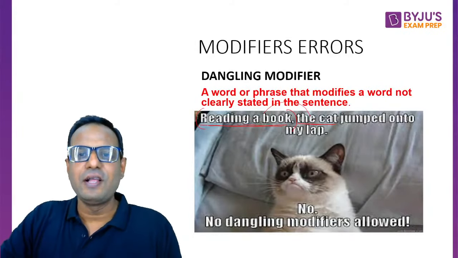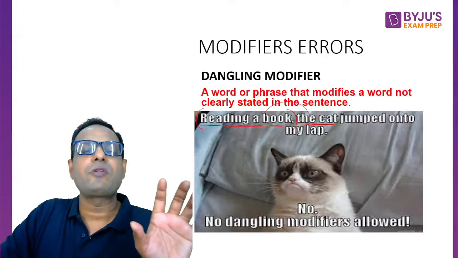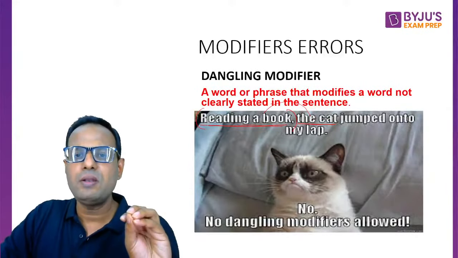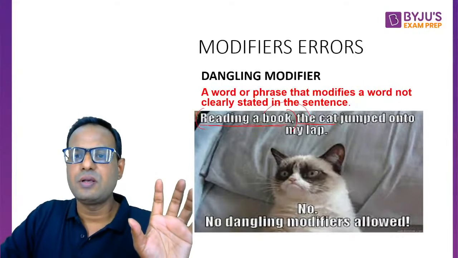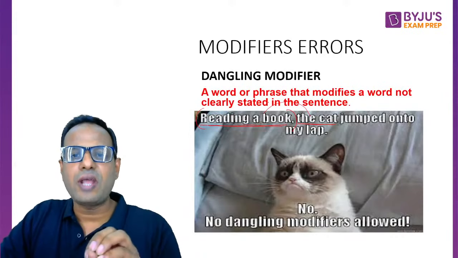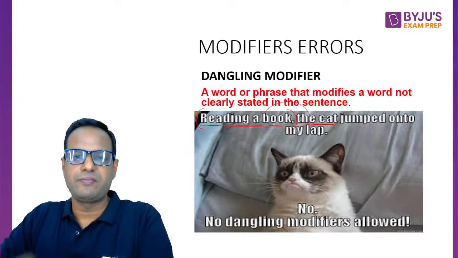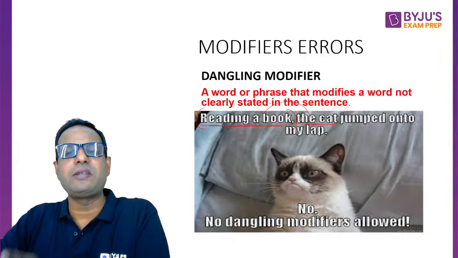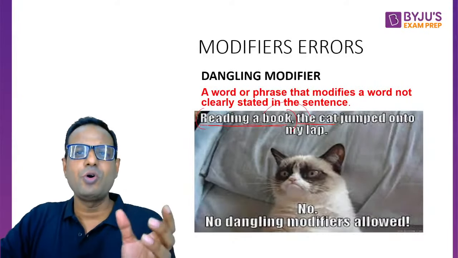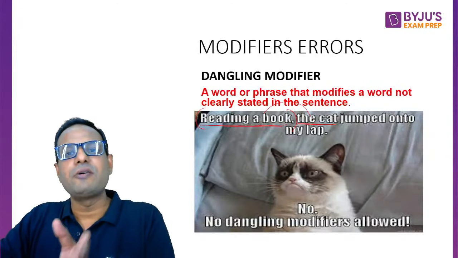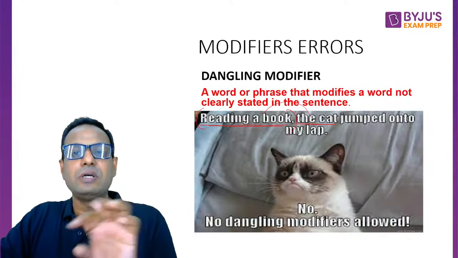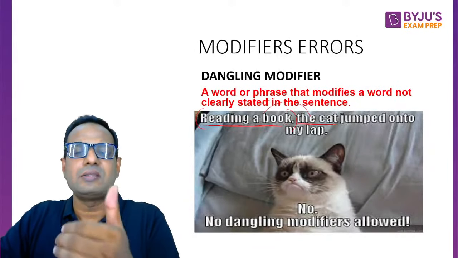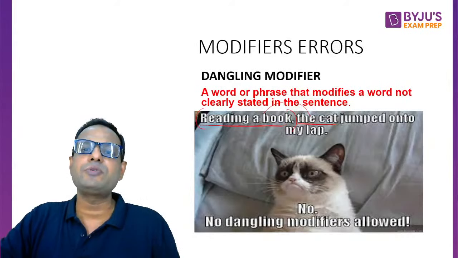All right. So what is actually a dangling modifier problem? A dangling modifier problem crops up when a word or a phrase does not have a clear referent. Okay, a word or phrase that modifies a word not clearly stated in the sentence. So we do not know what the modifier refers to. So when we have this kind of a problem where we don't have a proper referent in the sentence, then the dangling modifier error problems crop up.